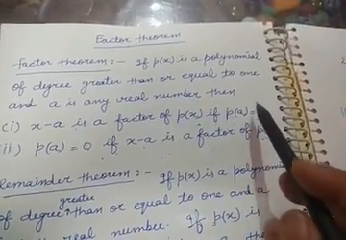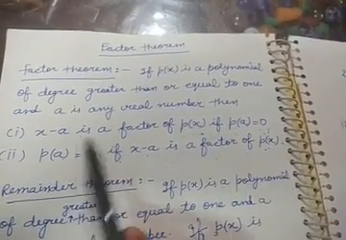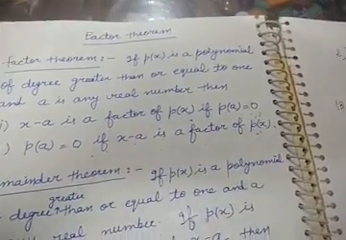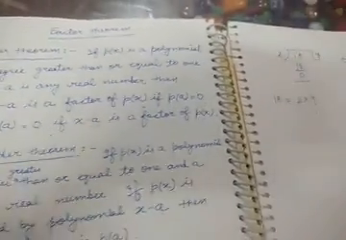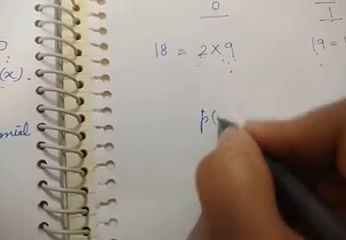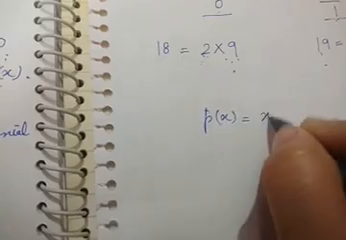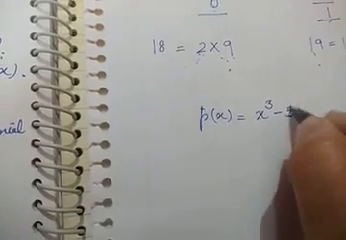It means if we find the remainder by remainder theorem, then x minus a will be a factor of p(x). Let's take one example of a polynomial. We have one polynomial p(x) that is equal to x cube minus 4x, suppose.